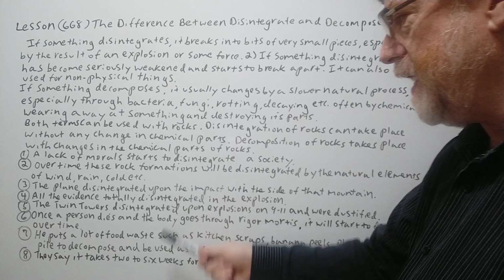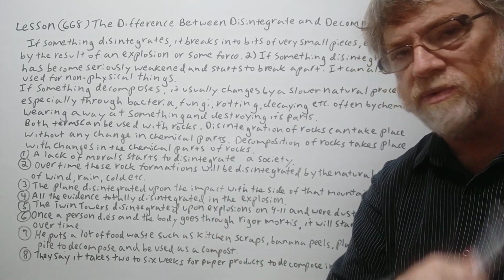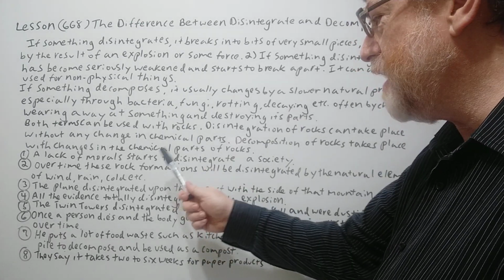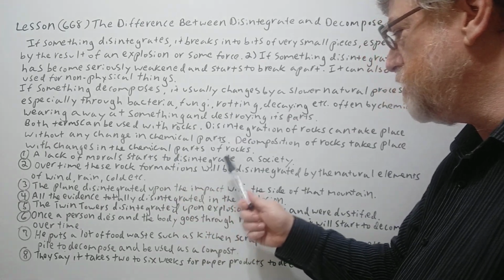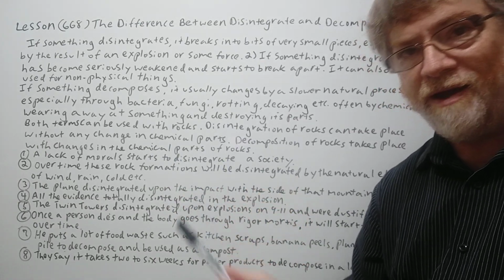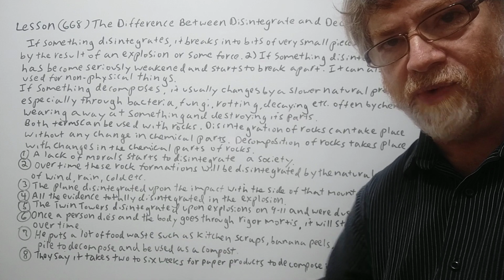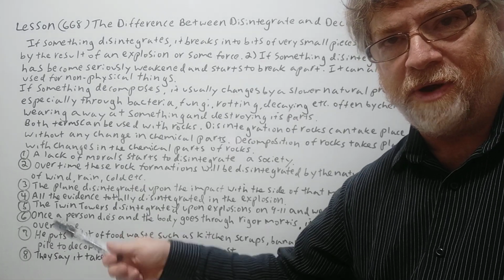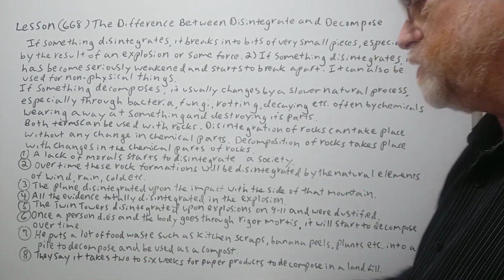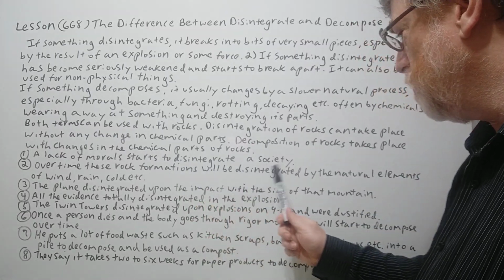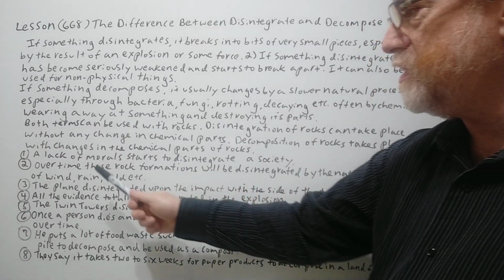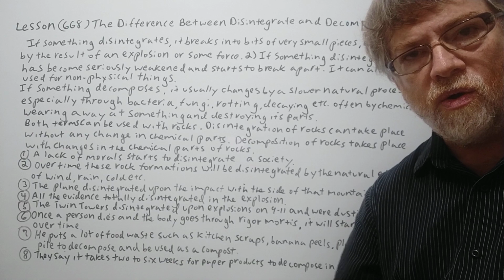All right, and we've got 8 examples here to show just how it's used. Here's the first one. A lack of morals starts to disintegrate a society. Now this is a non-physical one, but it means it could start to break it apart piece by piece. Number 2, over time, these rock formations will be disintegrated by the natural elements of wind, rain, cold.